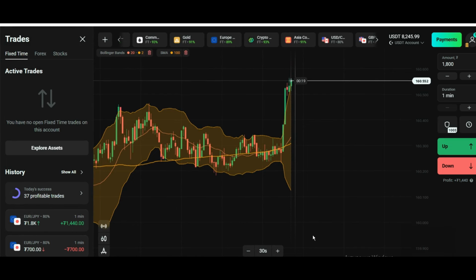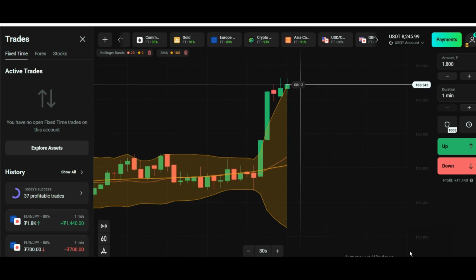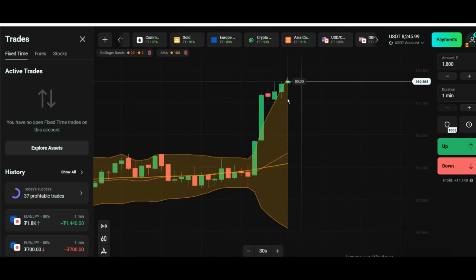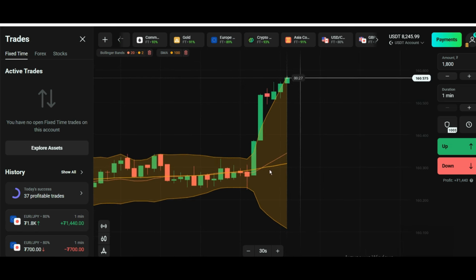Let me now explain to you how we enter a trade using this strategy. With this strategy, we enter a trade when a crossover occurs. That is, the middle Bollinger line, which is in the center, crosses the SMA 100 line from below upwards. We open a trade for an increase. Also, when this line crosses the SMA line from top to bottom, we open a trade for a decrease.